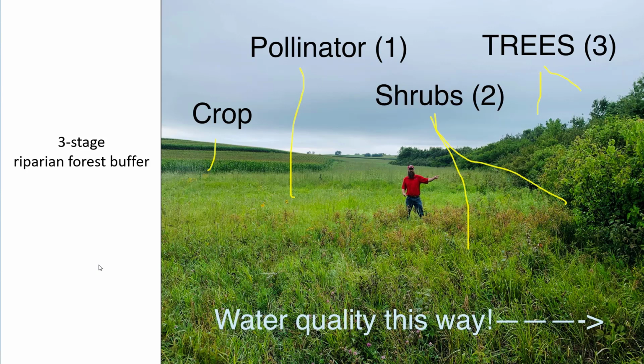This is a really cool 3-stage buffer out in Audubon County, which has a mix of pollinator habitat, shrubs, and trees. So all great for water quality, and all provide many things for wildlife, the landowner, and society as well. So as we get down to our river margins, trees and other perennial vegetation really do wonders for water quality and flooding.